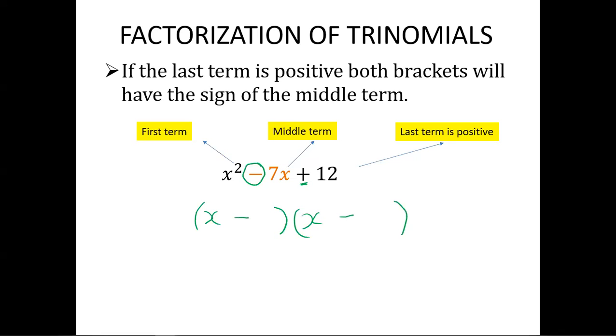What are they? It's 1, 2, 3, 4, 6, and 12. Circle the factors that when you add, they will give you 7. What are they? Because the last term is positive, when you add these factors, they must give you 7. What are they?